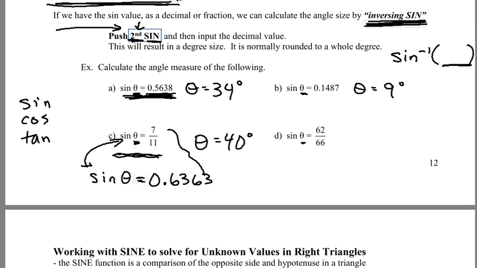So give D a try. Sine theta 62 divided by 66. We want to find the angle, try it as a decimal, and try it as the fraction. See what you get.